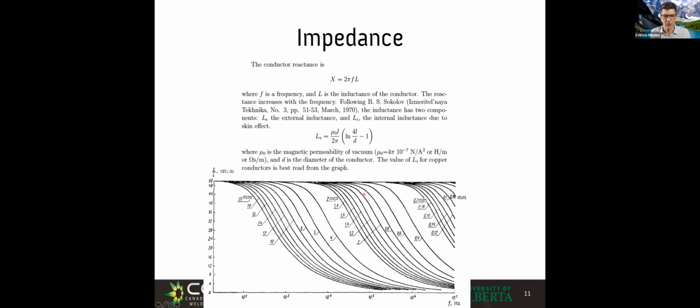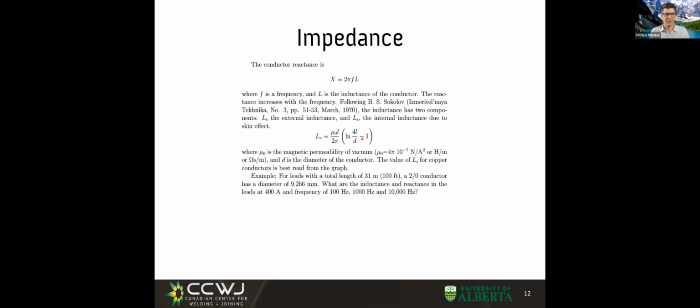About skin effect, you get it from this graph. I'm going to show you that this is negligible. I'll do an example. But the other one is the one that matters the most, the external one. Same example as before, but let's say we are pulsing our weld now. We pulse it at 100 hertz, at 1,000 hertz, and at 10,000 hertz. And you might wonder, who pulses at 10,000 hertz? And you'll see that you do.